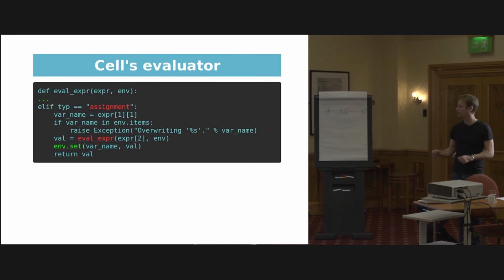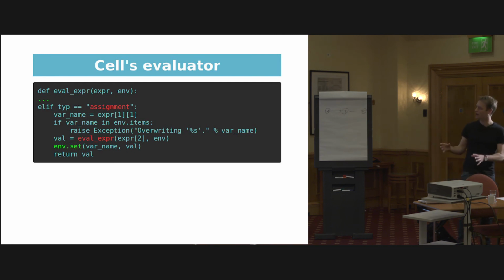So all we need to do is call eval_expr recursively, passing in the thing that's on the right-hand side of the assignment, which is just the last thing in the tuple of the assignment syntax tree that we were given, so expr brackets 2.